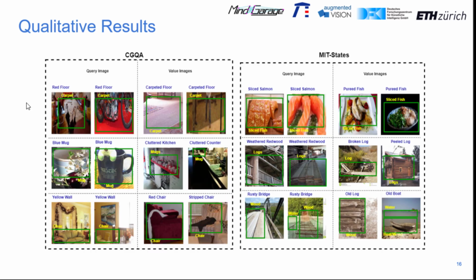Here we show images of some of the compositions from previous slides. We can see that red floor has carpet in it and weathered redwood has broken logs in it.